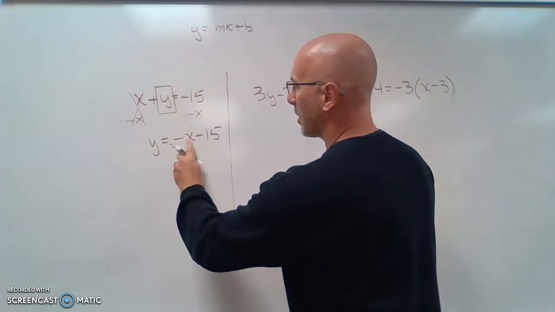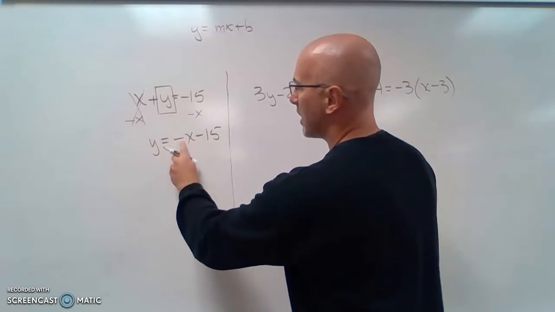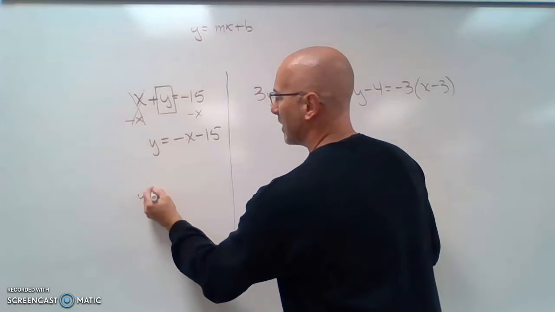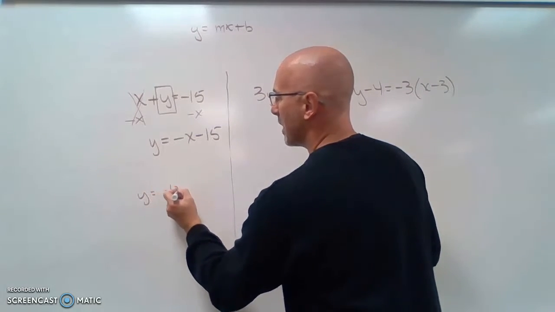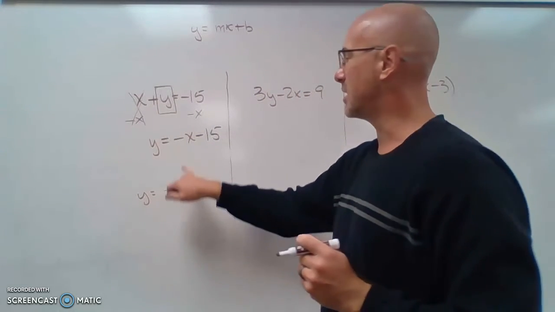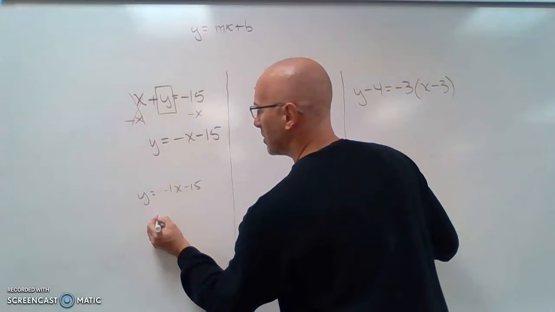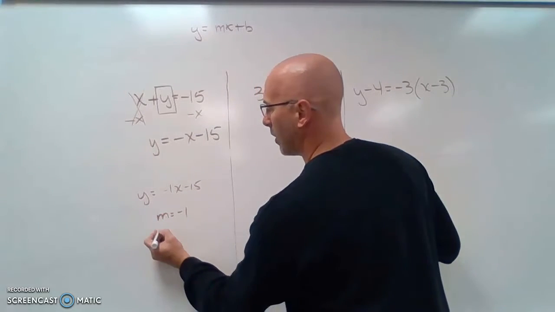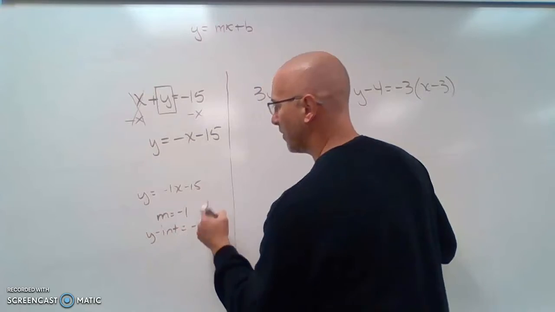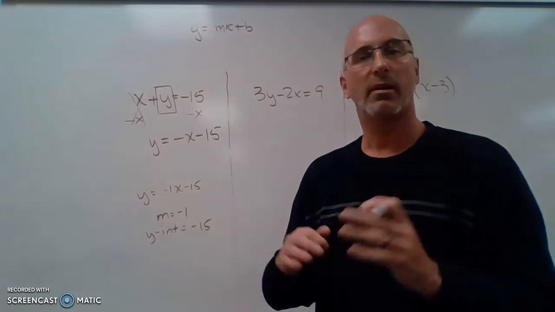Just as a reminder, if you have a minus sign before the x, that is the same as if it was a negative 1x, because this becomes our slope. So our slope is negative 1, and our y-intercept is negative 15. That's not too bad.